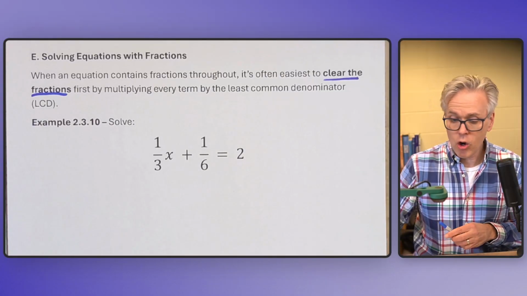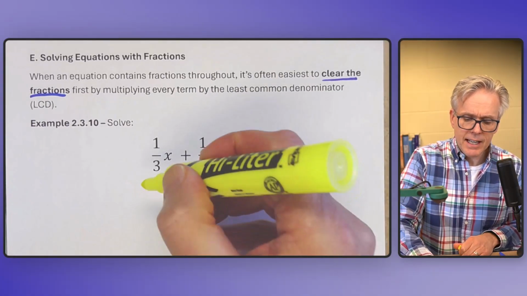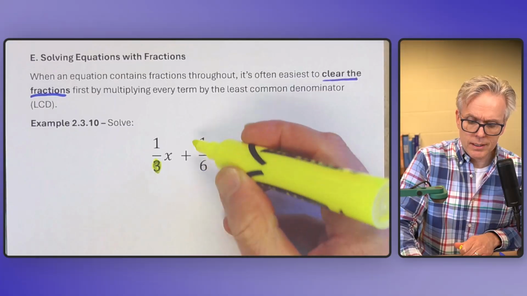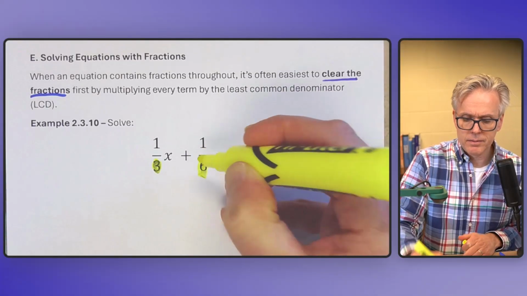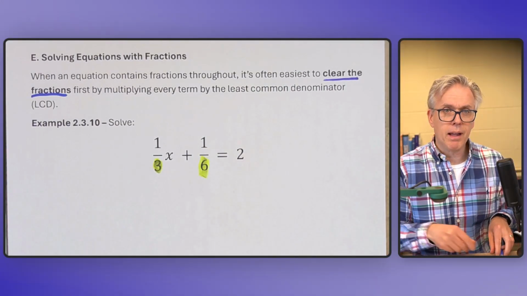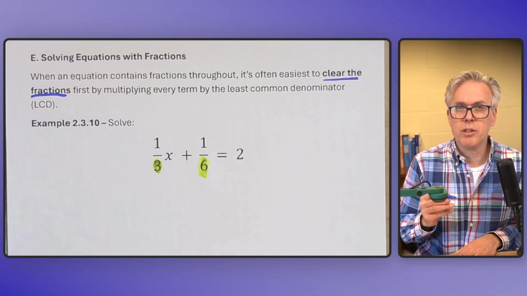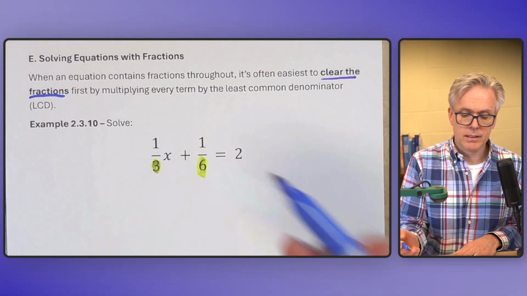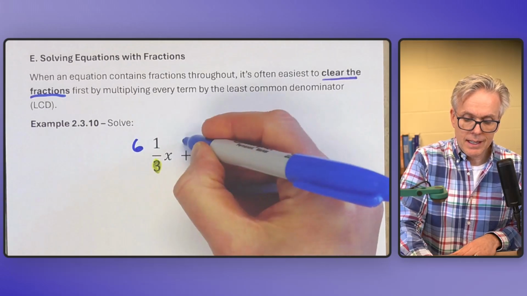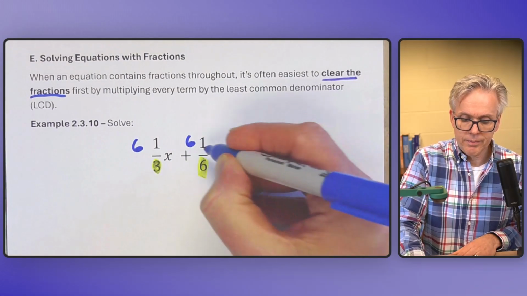So we look at all the denominators. In this case, we have a 3 and a 2. We have a 3 and a 6. And so we're going to multiply through by the LCD. So what number will both 3 and 6 go into evenly? Well, 6. So I can multiply through each term by a 6.